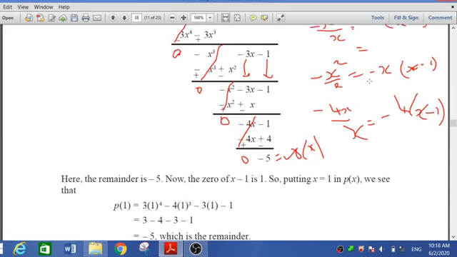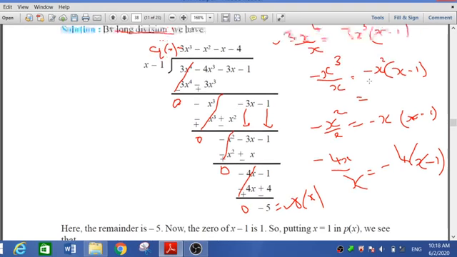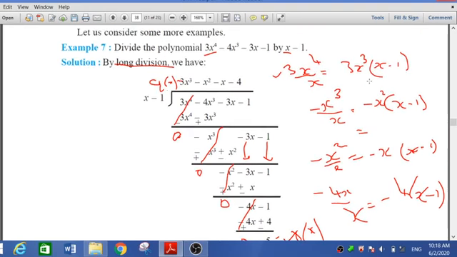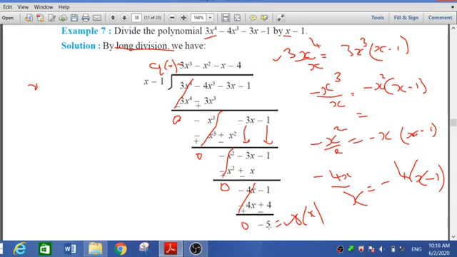Now one new method related to finding a shortcut. It is the long division method. Now the question is just find the remainder. If I want to find the remainder, here the remainder is minus 5. If I want to get the remainder directly, what I have to do? Because x minus 1 is the divisor of this polynomial here. So x minus 1 is equal to 0. So x equal to 1.